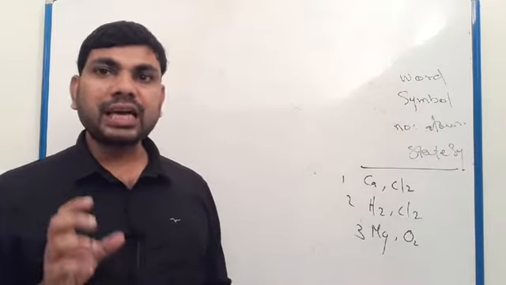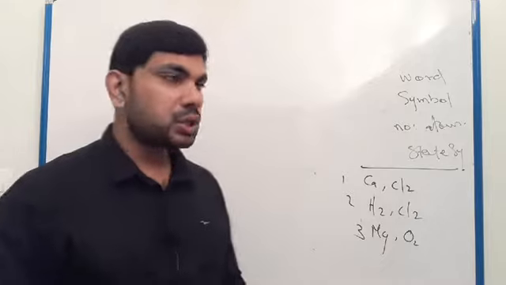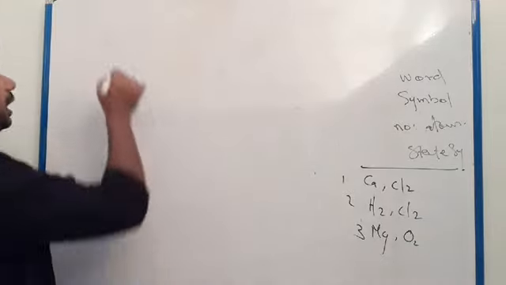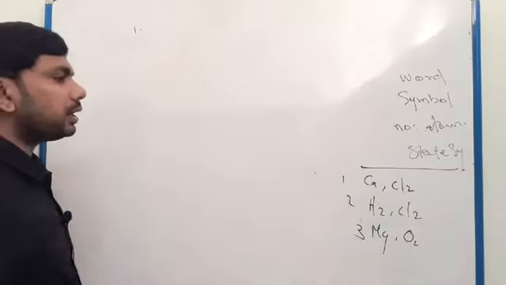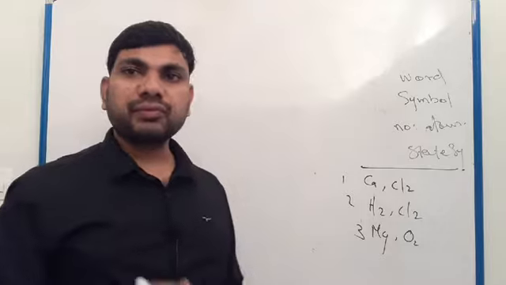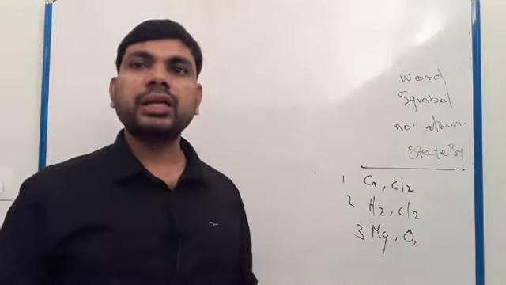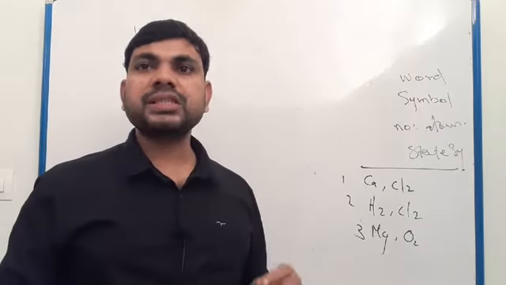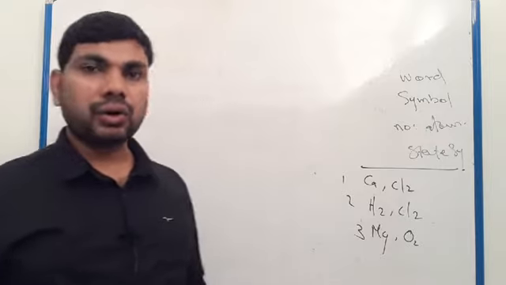First one, calcium reacted with chlorine to form calcium chloride. So let us see how to make the formula for this chemical reaction. First step, you just write the word equation: calcium plus chlorine gives calcium chloride. This is the first step.